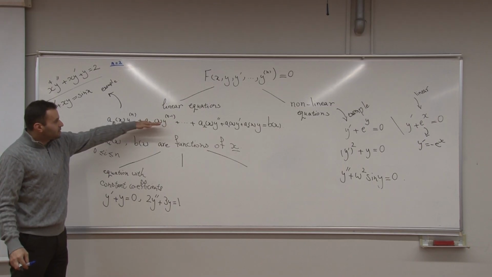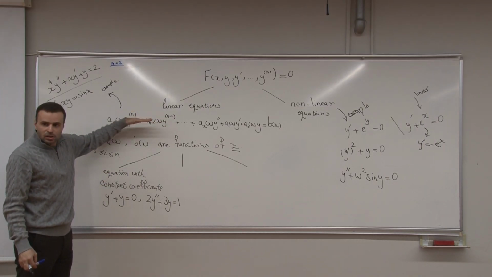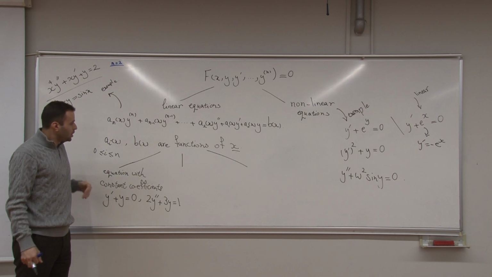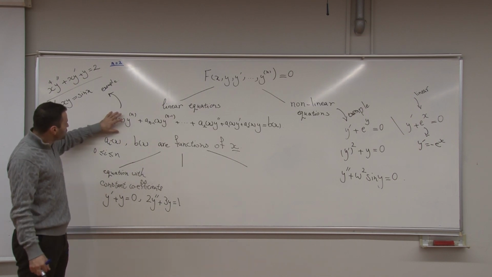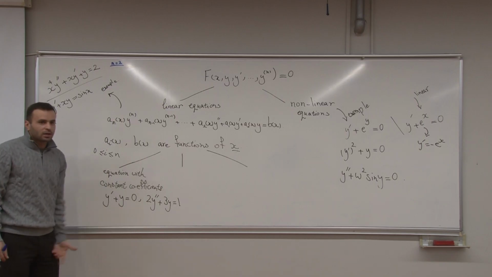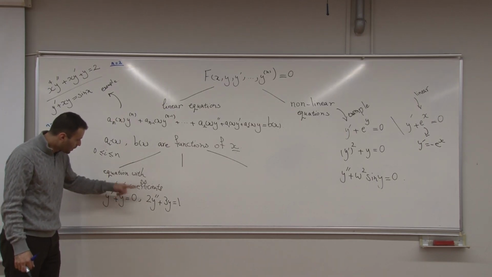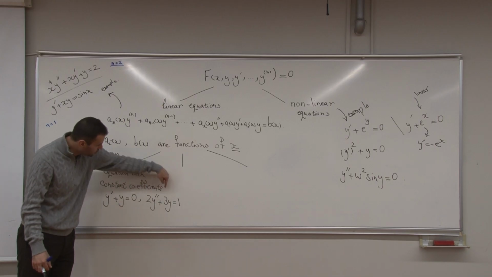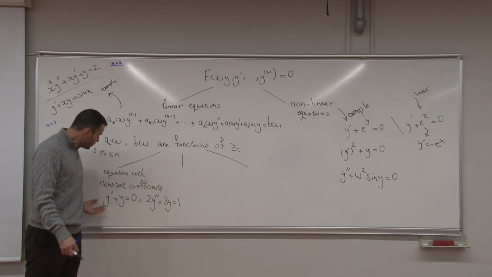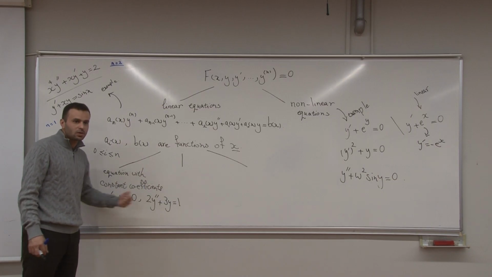In this subclass of linear equations, we can talk about linear equations with constant coefficients. What do we mean? Instead of these functions of x, we only see numbers appearing. Like this one: 1, 1, 2, 0, 3, 1. These are all equations which come as linear equations with constant coefficients.